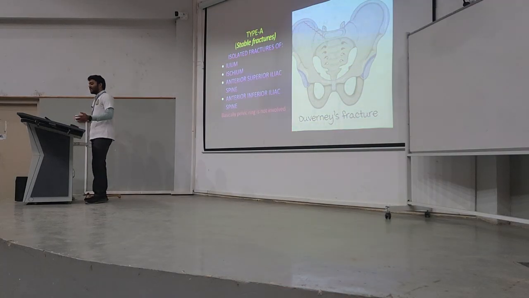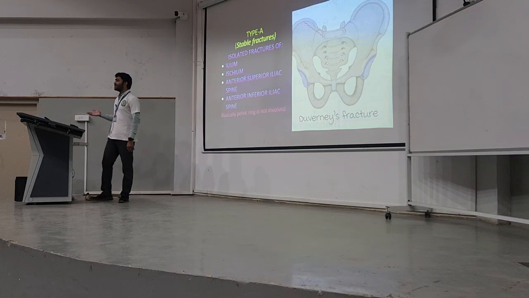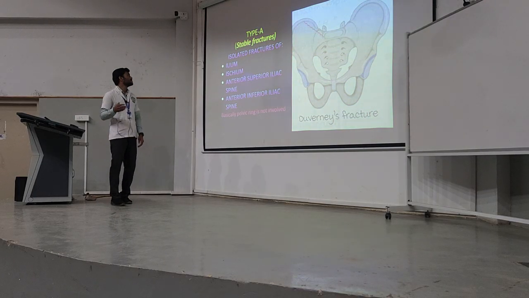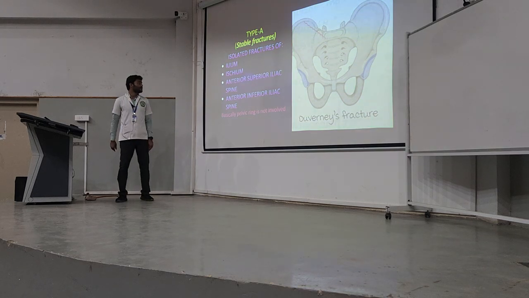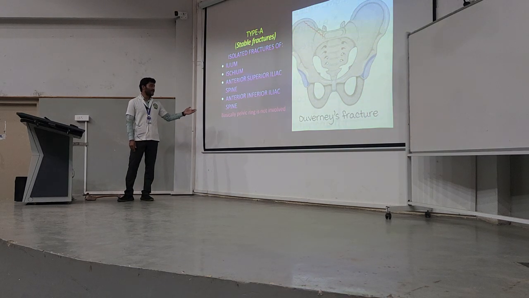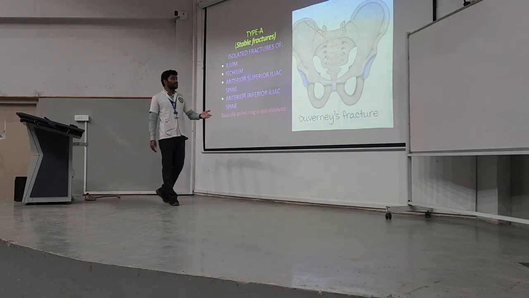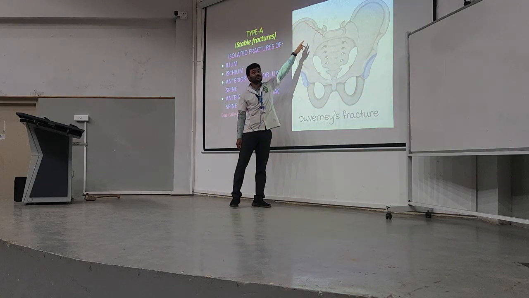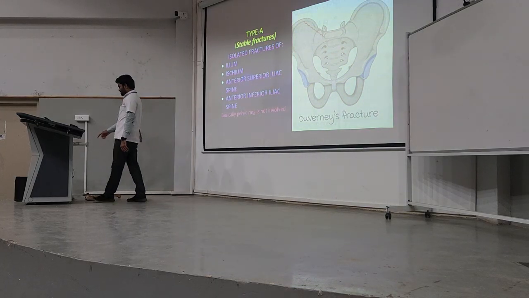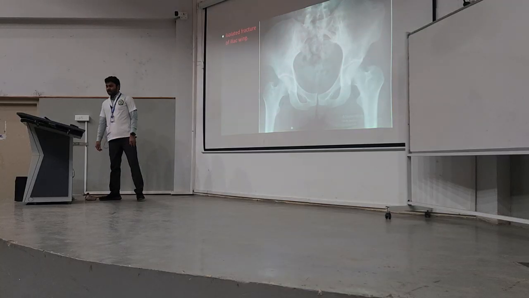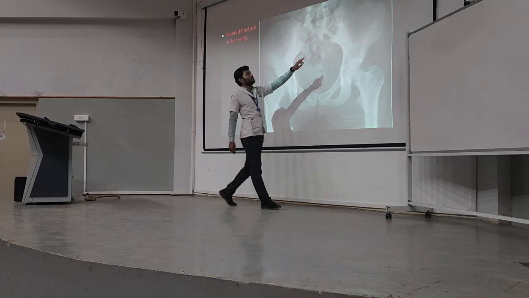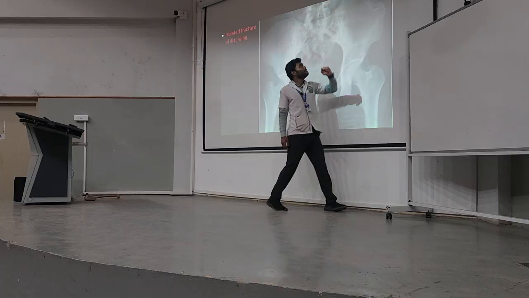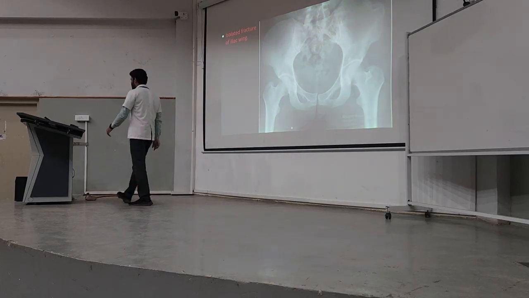So type A, that is the stable fractures. These are the isolated fractures, could be the parts of the pelvis, that could be the wings, could be the ischium, ilium, anterior superior iliac spine, and anterior inferior iliac spine. Basically, the pelvic ring is not involved in this. So, for example, there is Duvernay's fracture, where there will be the fracture of the wing of the iliac. Now we try to see the X-ray of it. So here we could see there is a fracture at the wing. This is a Duvernay's fracture X-ray.